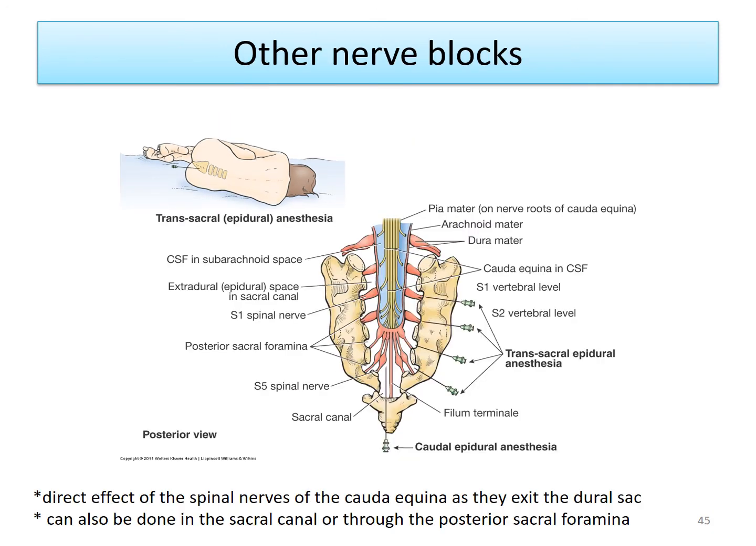Other nerve blocks, you can do a transsacral or epidural anesthesia, very popular to aid in the pain with childbirth. You can do transsacral epidural anesthesia, going through the sacral foramina, of course. You can do a caudal epidural anesthesia. And so here in these cases, you would actually have a direct effect on the spinal nerves of the cauda equina as they exit the dural sac. It can also be done in the sacral canal, back here through the posterior sacral foramina, as we have here, or through the sacral hiatus.